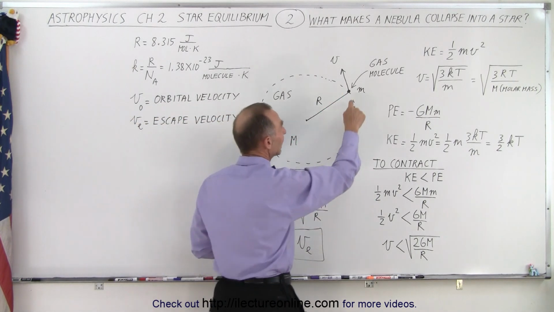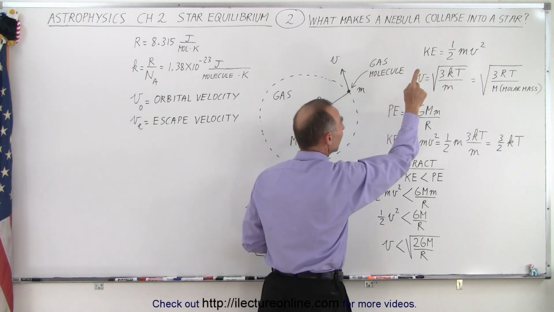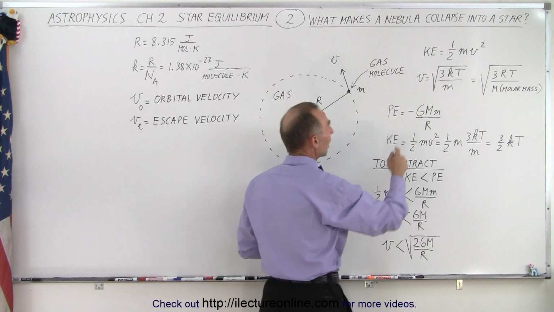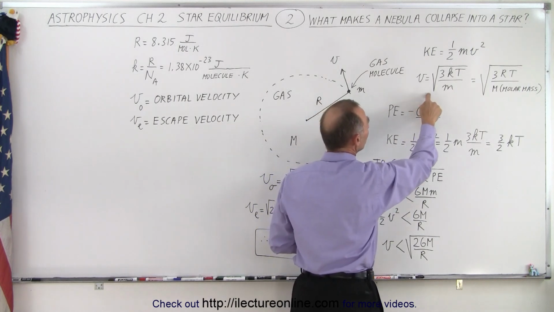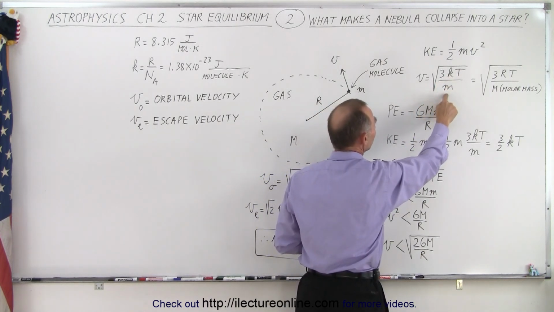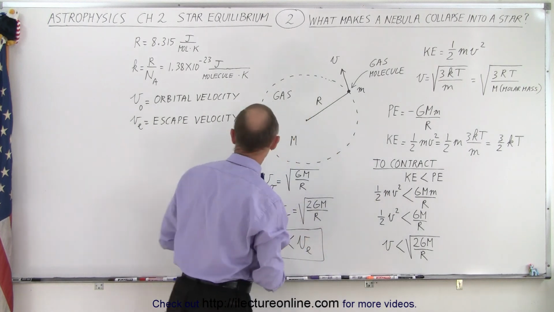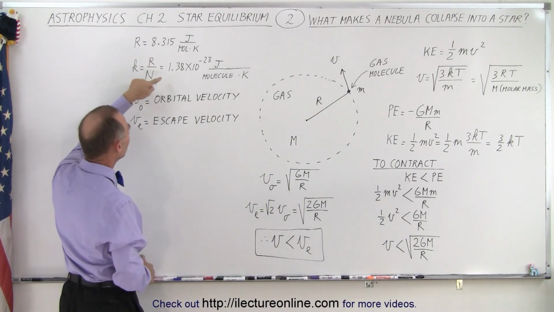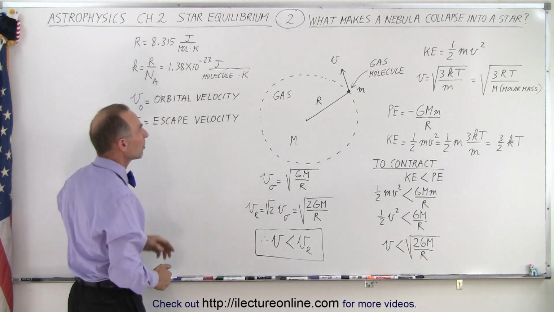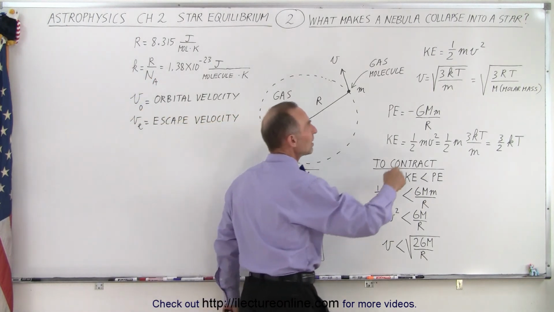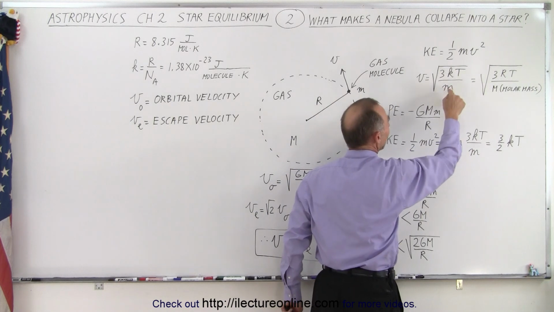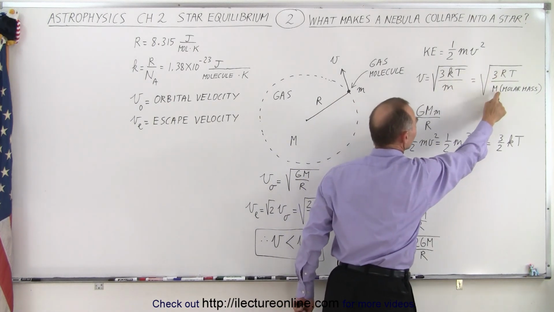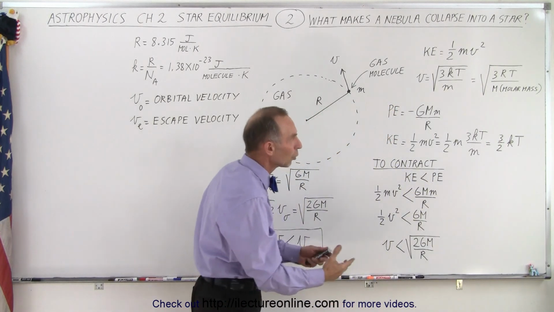That means that the kinetic energy of that molecule will be 1/2 mv squared, or we can then say that the velocity is equal to the square root of 3kT over m. Now k is the Boltzmann's constant, which is essentially the gas constant divided by Avogadro's number, which is 1.38 times 10 to the minus 23. And T is the temperature in Kelvin, and m is the mass of the molecule. We can also write it in terms of the gas constant and the molar mass, I should say.